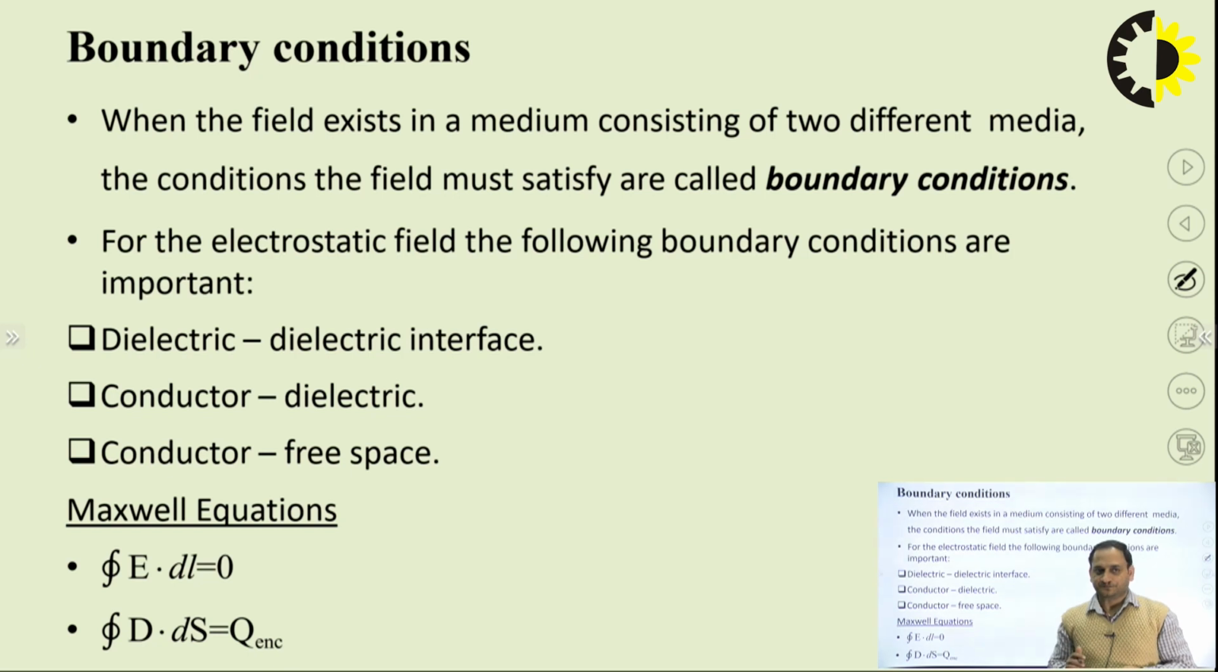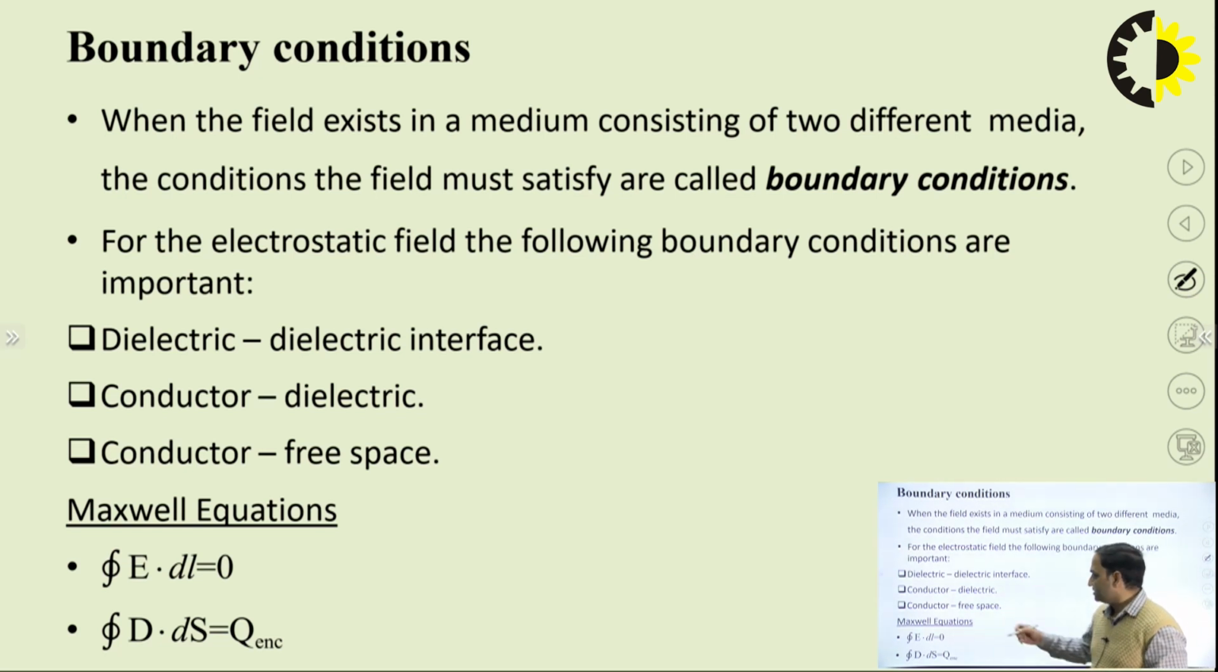When we know the electric field in one medium, we have to find the electric field in the second medium, when it is transmitted into the next medium. And if we know the electric field in the second medium, then we can calculate the electric field in the first medium, and vice versa. There are basically three cases for the boundary conditions that we are going to discuss.